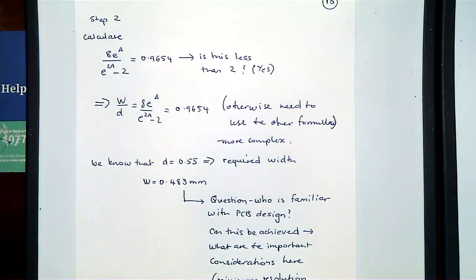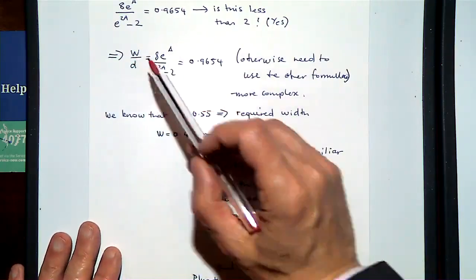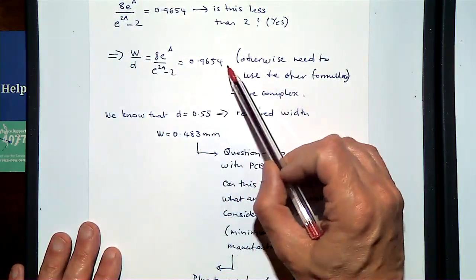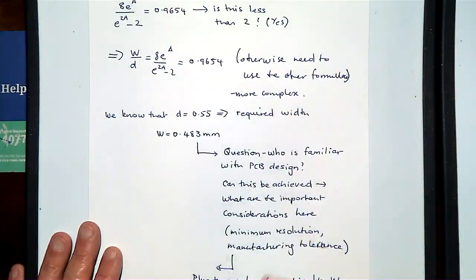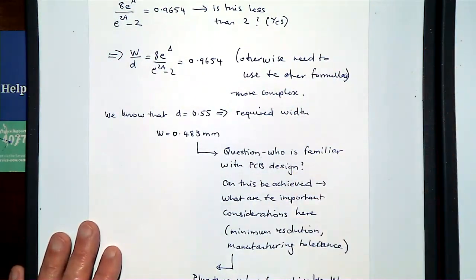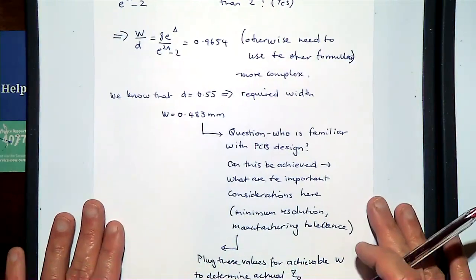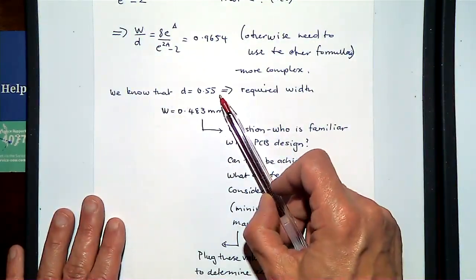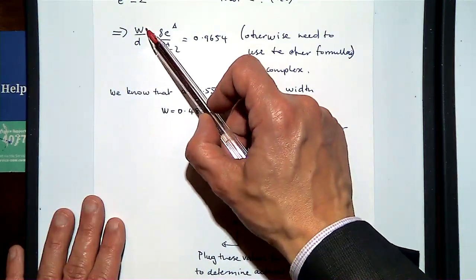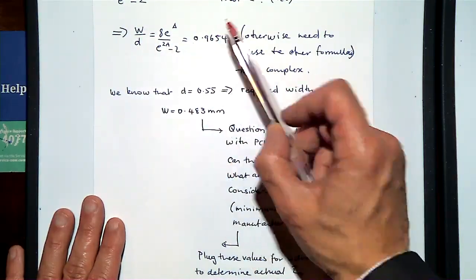If not, then we'll have to calculate the value using the other formulae. So we go through the process and we find that W on D is 0.9654. Great, less than 2, we're fine. We don't have to do the other calculation. So in this particular case, we now know the ratio of W to D equals 0.9654.